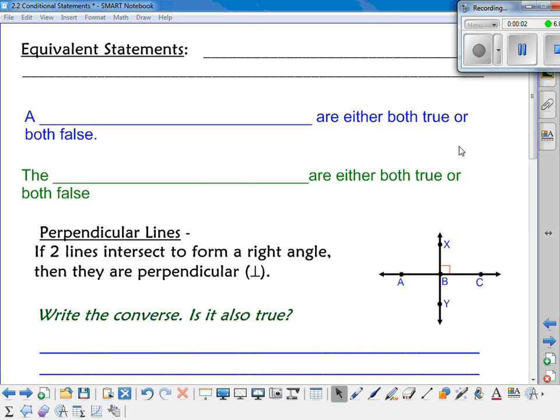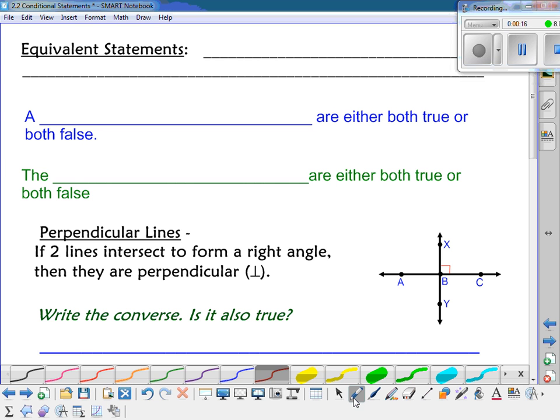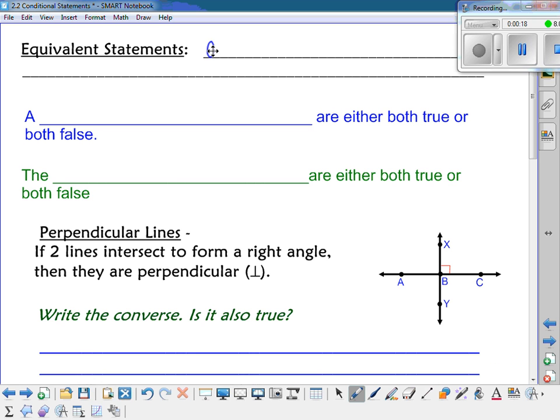Today's video is a continuation of yesterday's Section 2.2 Conditional Statements. A little bit more vocabulary. Equivalent statements are a pair of statements that are both true or both false.